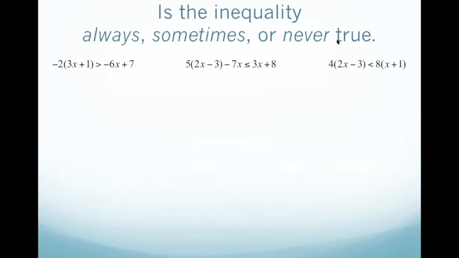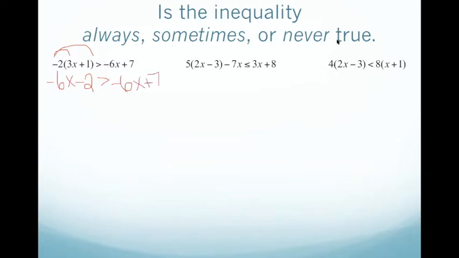We want to know if these are always, sometimes, or never true. And so the way that we're going to tell that is we're going to solve. And just like when we were solving equations, those always, sometimes, or never come into play, depending on what our inequality statement is. So let's solve this first one. We're going to distribute the -2. So we get -6x minus 2 is greater than negative 6x plus 7.